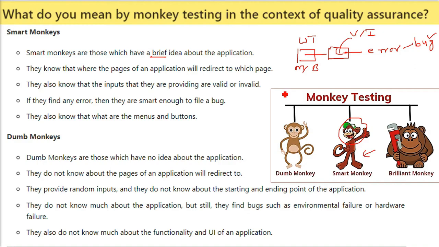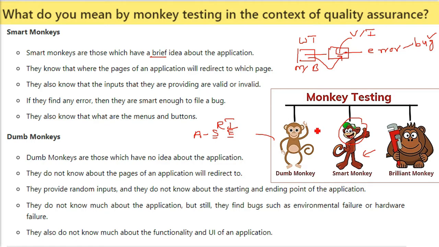But the dumb monkey has no idea. He has no idea whatsoever about the application. He doesn't know which page he is on, or which page he is going to go to. He doesn't know where he is starting or where he is going to end. He is just randomly giving input anywhere, anytime, any kind of input.